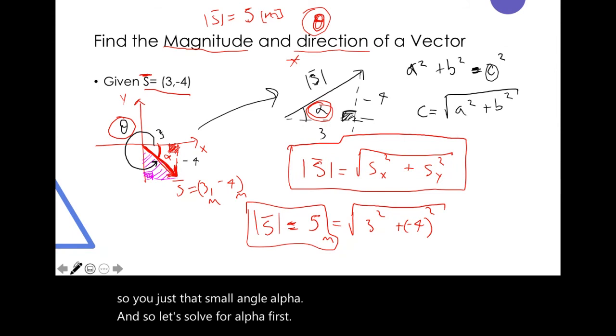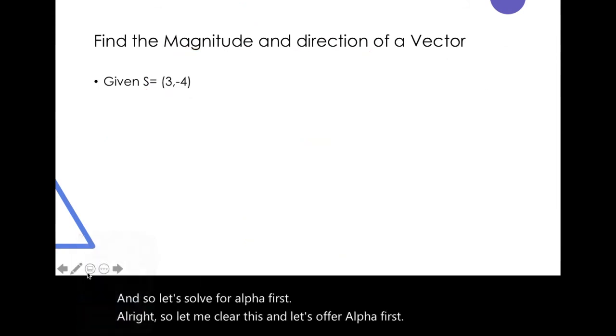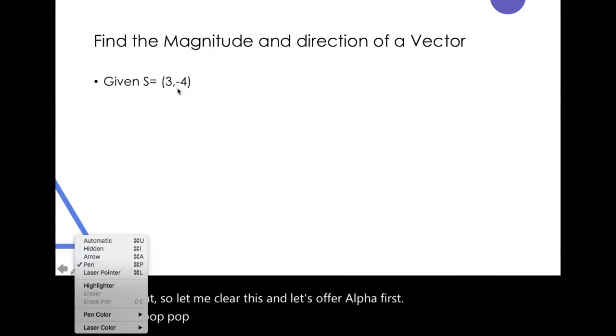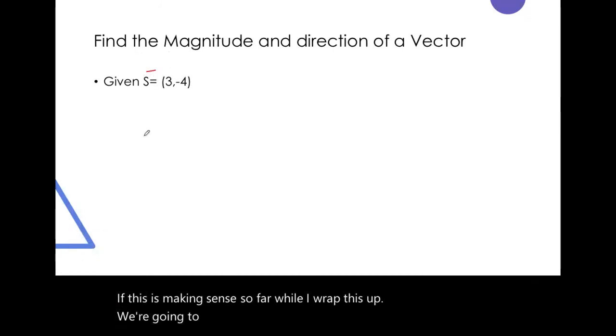Let me clear this and let's solve for alpha first. Give me a quick yes or no, or a wave of the hand, if this is making sense so far while I wrap this up. What are we doing? Trying to solve for the direction.